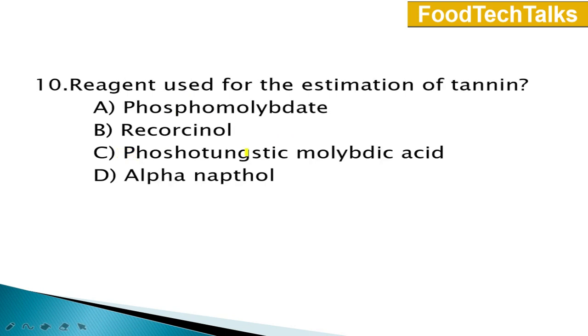10th question. Reagent used for estimation of tannin. Options are A. Phosphomolybdate, B. Resorcinol, C. Phosphotungstomolybdic acid, and D is alpha naphthol. Answer is option C. Phosphotungstomolybdic acid. This is used for estimation of tannin.